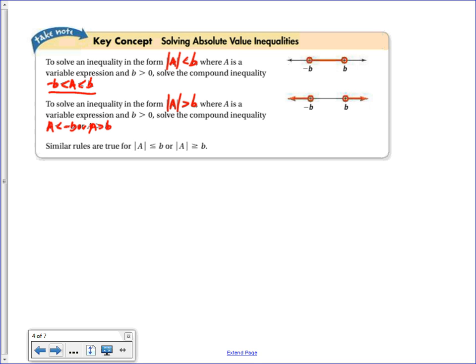Okay, so what does that look like when we're solving? Let's take a look at a few and you'll see. So again, if we start with a less than, that is an and or a sandwich. If we start with a greater than, that is an or statement. Okay, so let's take a look and see if we can do this. Less than, sandwich. Greater than, or.